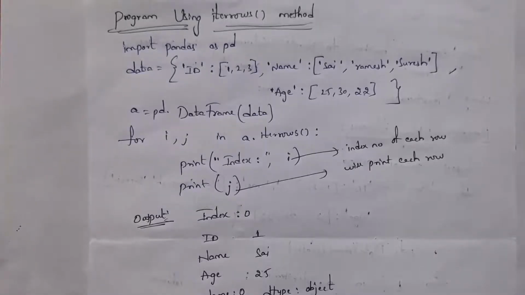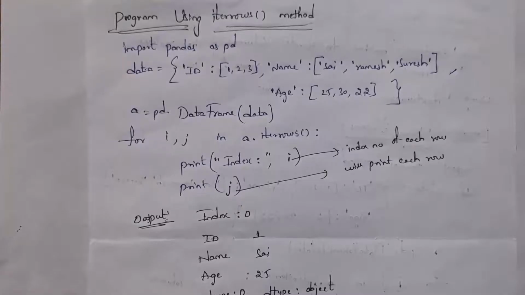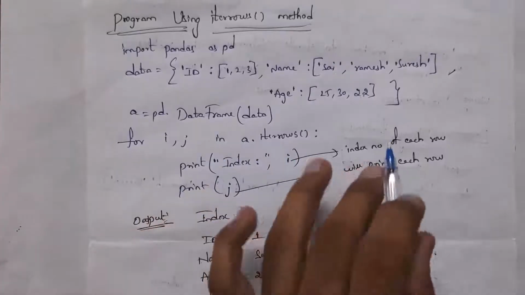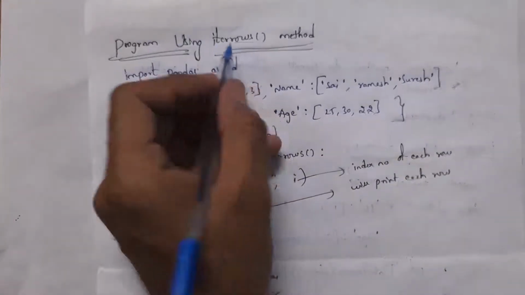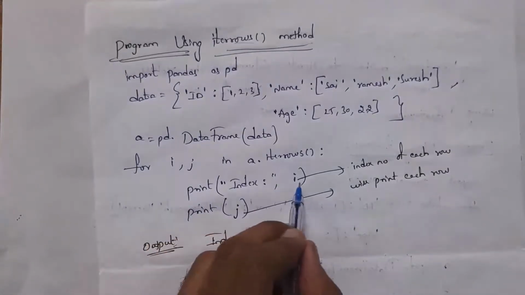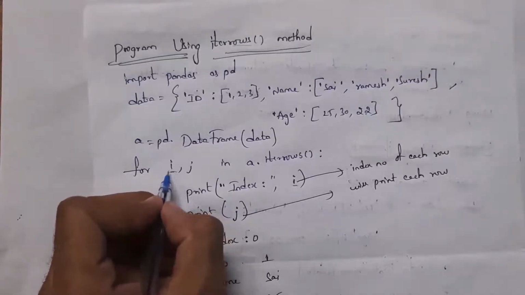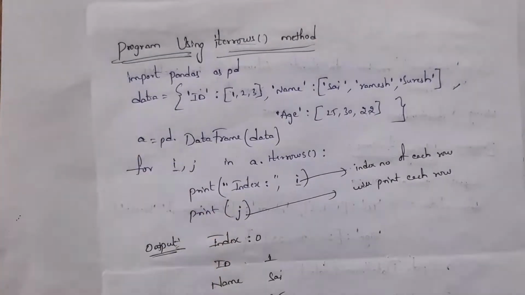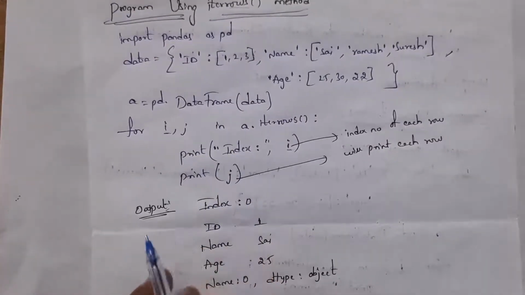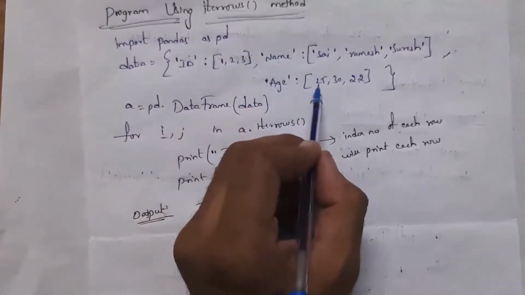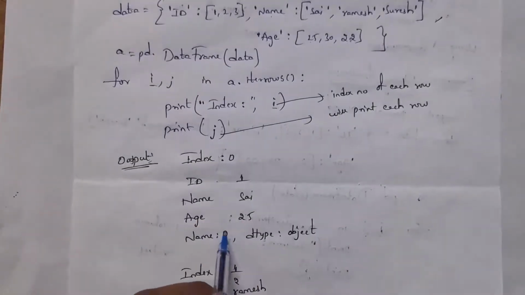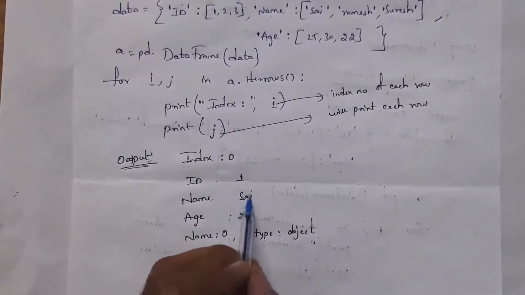Next I will explain how to iterate items by using the iterrows method. Same example, just in place of writing a.iteritems, you need to write here a.iterrows. The name itself says iterrows. It will iterate rows and their values. So whenever you write here print index, i, guys, here variable i will store the index number of each row, whereas variable j will print each row. So it will first display the output, that is index number 0 contains id 1, name Sai, age 25. So id 1, name Sai, age 25, and next name is index number 0, data type is object because it contains Sai.